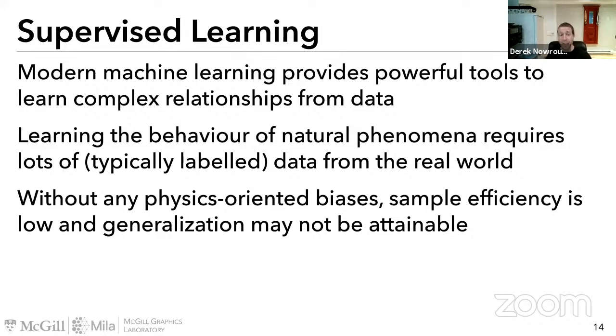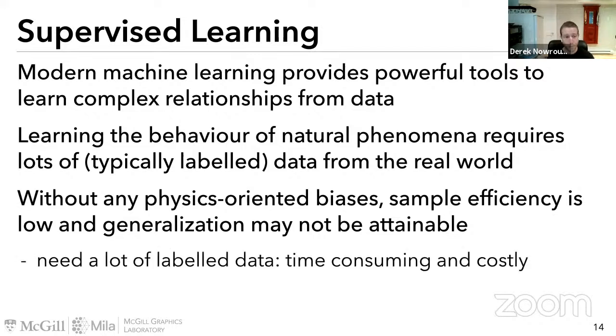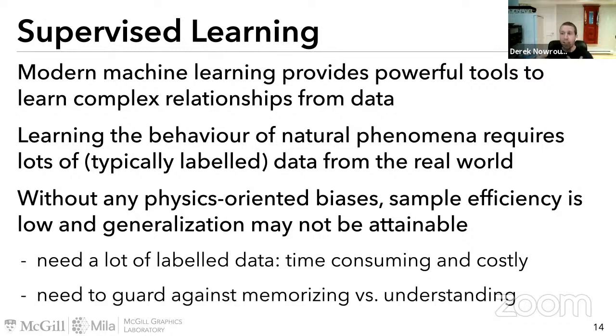And what's more is it may have difficulty generalizing to unobserved behaviors. So if you don't have a certain behavior in your training set, it's not necessarily the case that it will be able to hallucinate it after not seeing it, right? So you need a lot of labeled data, which, by the way, can be extremely time-consuming and so too costly capturing or generating. And you need to guard against this idea of memorizing the training set that you observed versus really forming an understanding of what led to that training data.